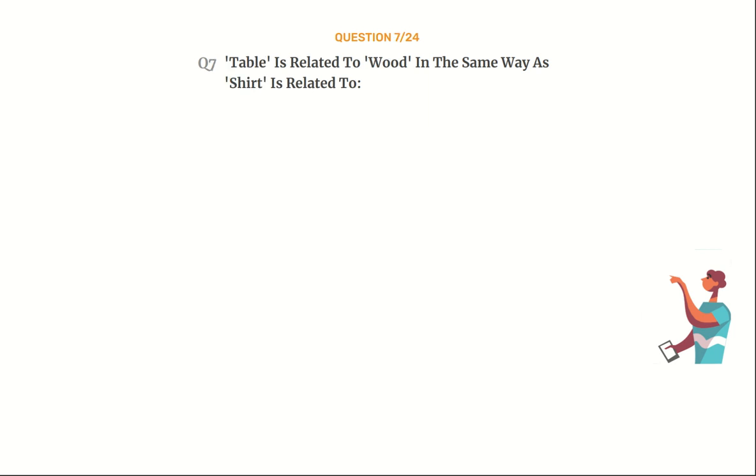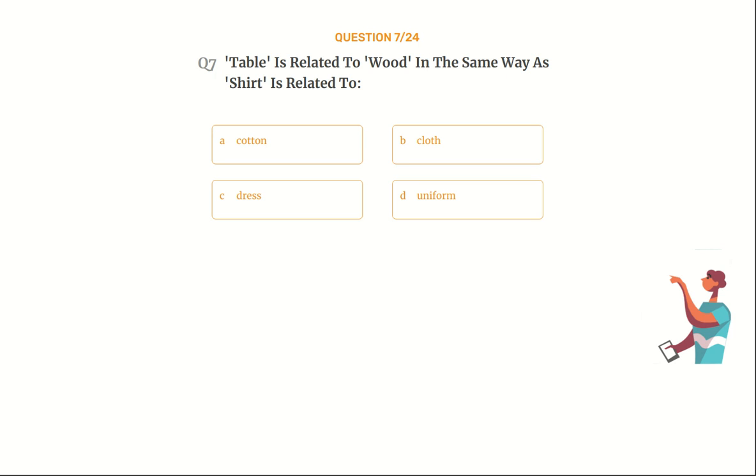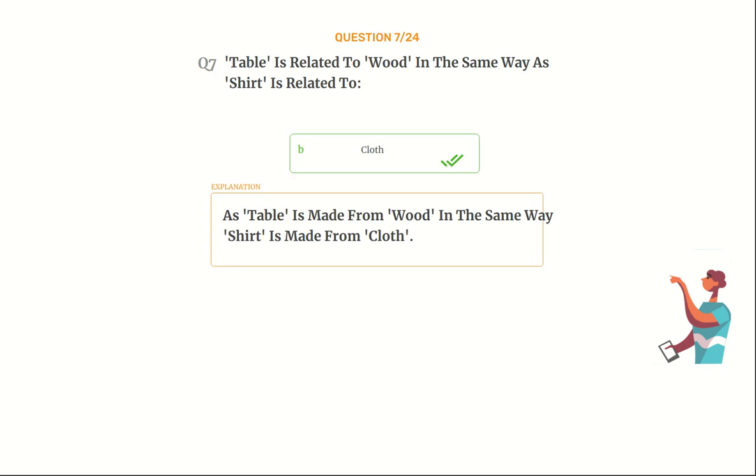Question number 7. Table is related to wood in the same way as shirt is related to? Option A. Cotton. Option B. Cloth. Option C. Dress. Option D. Uniform. The correct answer is Option B. Cloth. As table is made from wood, in the same way shirt is made from cloth.